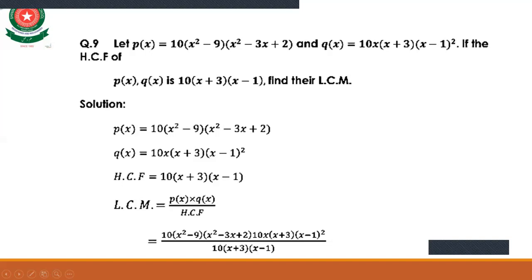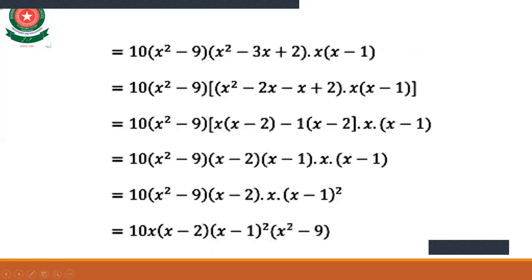By putting the values into the formula, you may note down here x minus 1 and x minus 1 is the same, one power will be cut. 10 will also cut, and x plus 3 and x plus 3 will also cut. Remaining will be 10 into x square minus 9, x square minus 3x plus 2 into x minus 1. Because some of the values will cut by the denominator, the remaining are here.